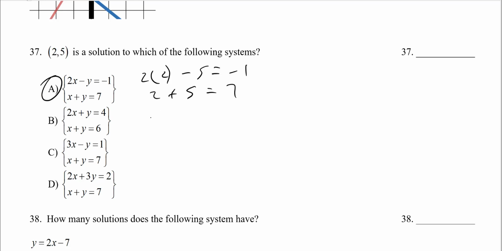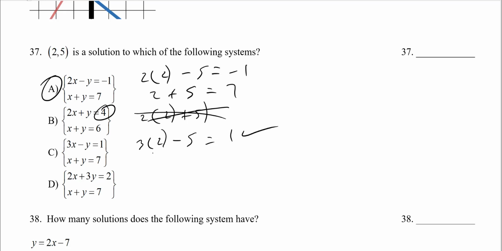If I did 2 times 2 plus 5, that gives me 9, and I need it to be 4. So this one's no good. Let's do C. 3 times 2 minus 5. So 6 minus 5 is 1. That's good. Let's do the second one.